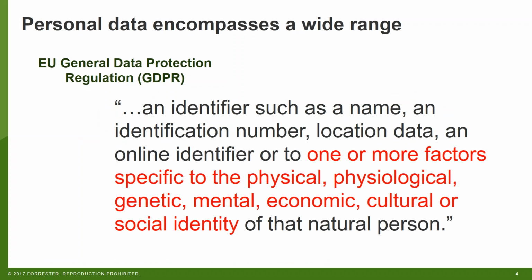When we talk about personal data, it's a wide range of information types. This is just a snippet here from the EU GDPR. As you can see, it's things like name, identification number. Yes, this is stuff that we typically think about as personal. But then once we get to other things like factors specific to the physical, the mental, economic, and so on, you can start to see that this really broadens out what falls under this umbrella of personal data. And the next slide, please.